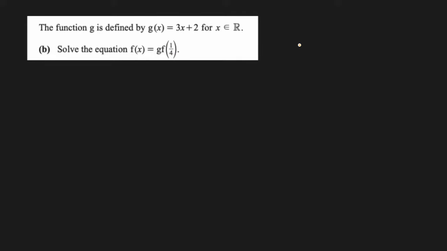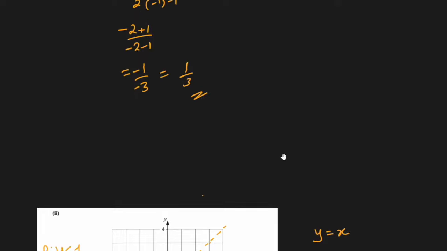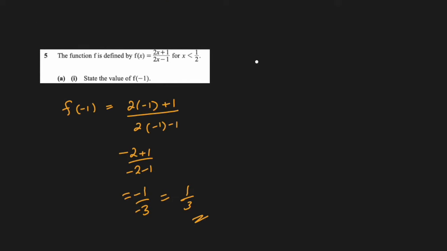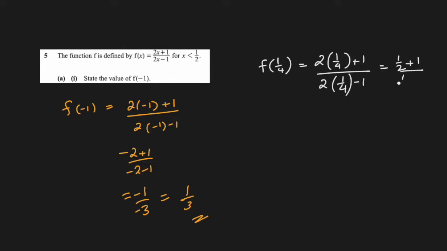So let's find f of 1/4. Let me use this space to find f of 1/4. Just like what we did here, we'll do the same thing here. 2 times 1/4 plus 1, divided by 2 times 1/4 minus 1. So 1/4 of 2 is half, half plus 1 over half minus 1. Half plus 1 is 3 over 2. Half minus 1 will be minus half. So we can cancel the denominators of both because they are the same denominators. So the answer becomes 3 over minus 1, which is minus 3. Okay.